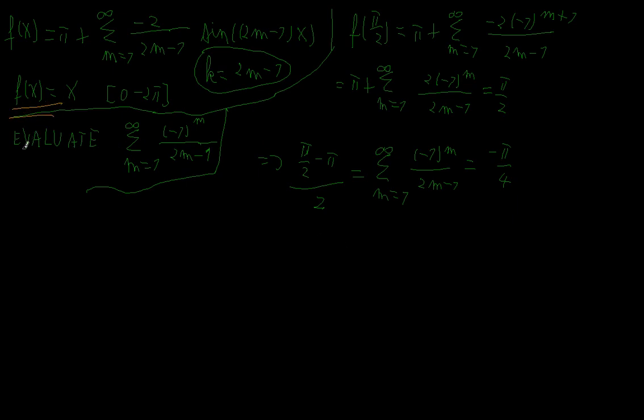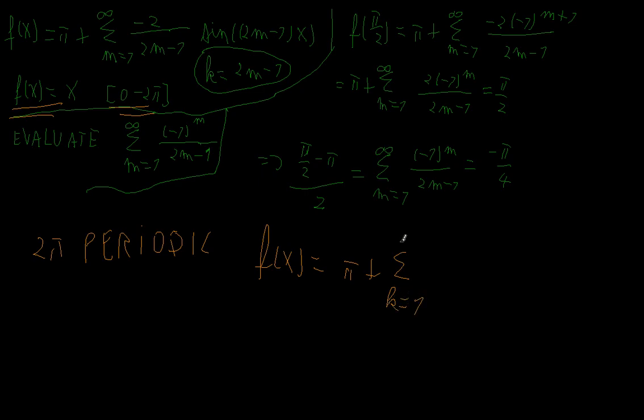So I have the function f of x is equal to x between 0 and 2 pi. So this is a 2 pi periodic function. And I calculated its Fourier series representation. And if you do that, you should get f of x is equal to pi plus the sum from k is equal to 1 to infinity of minus 2 over k times sine of kx. So that is the Fourier series representation of that function.